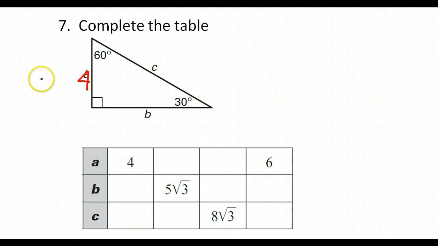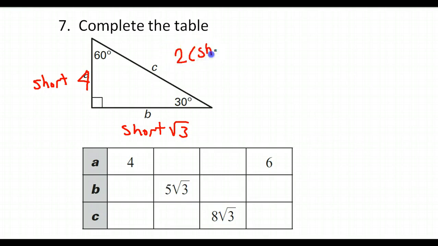So this is the short leg. Maybe I'll just label all this. This is the short, this is short times radical 3, and this is 2 short, or 2 times short leg. So since the short leg is 4, that means b will be 4 radical 3, and c will be 2 times 4, which is 8. So that's pretty straightforward.